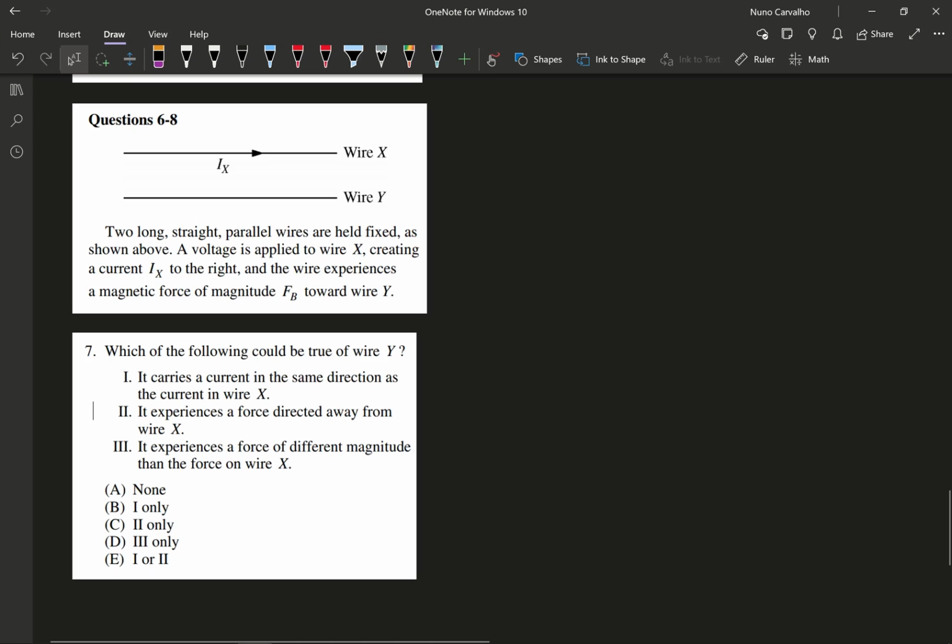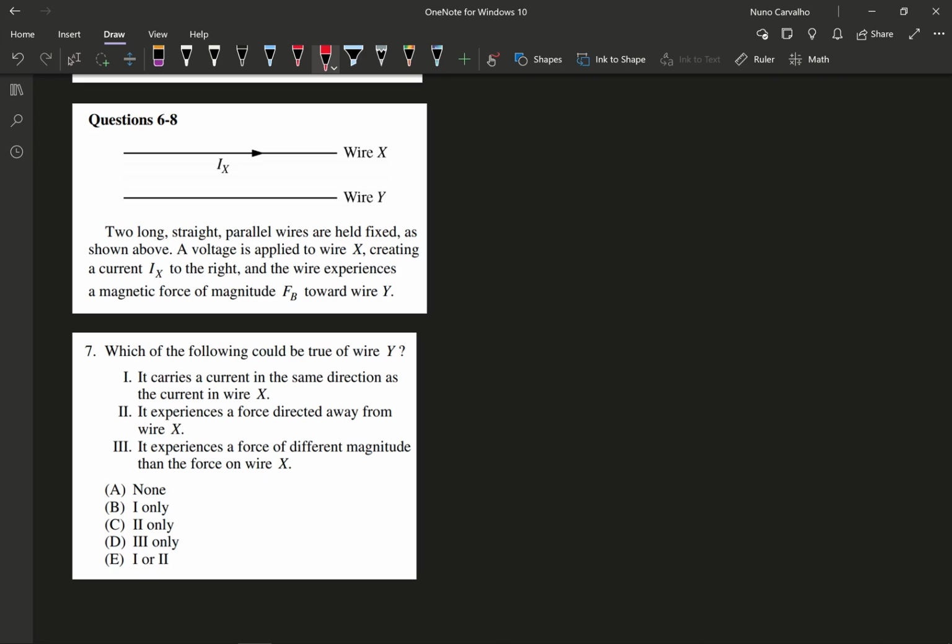Number 7, we're still dealing with the same setup from before, but now we're asked about 3 following statements. And I would recommend you sort of just memorize these facts here instead of trying to derive this on the test because it could be kind of a time waster. But let's go through each one. 1, it carries a current in the same direction as current X.